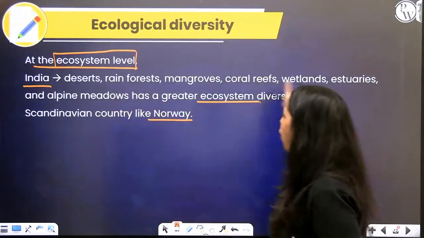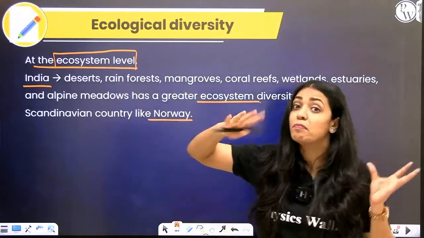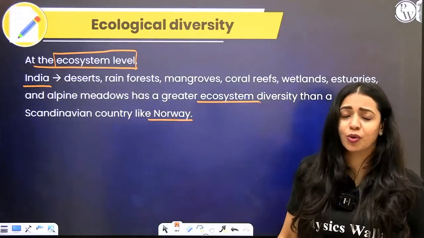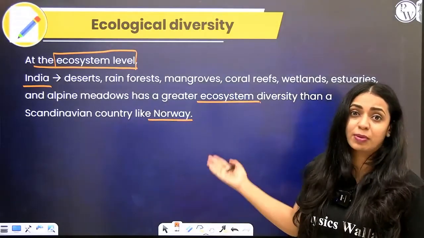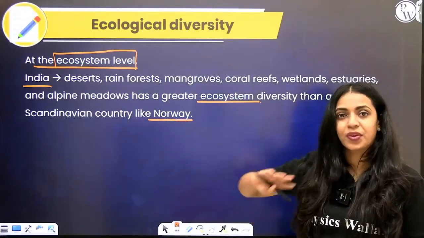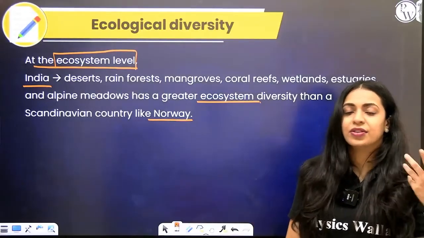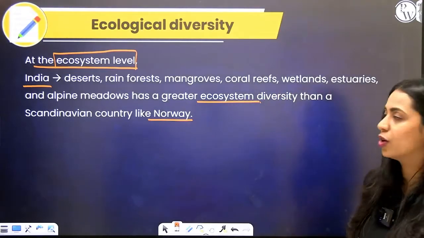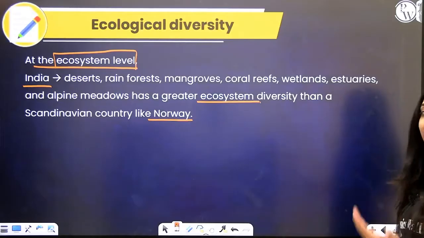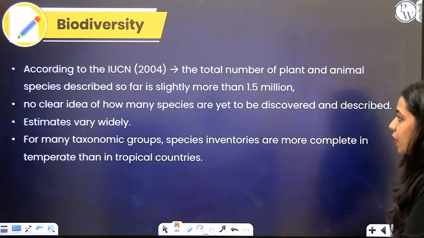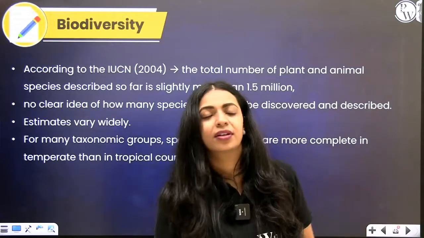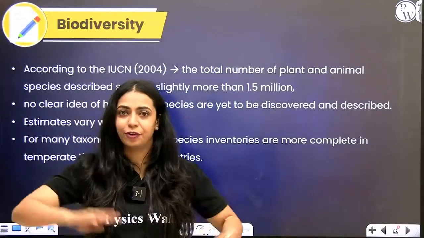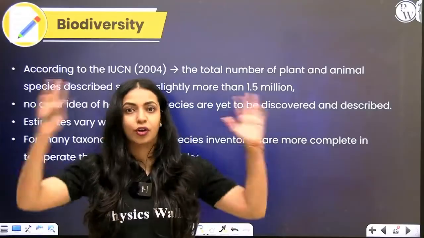In India, you find all of these different kinds of ecosystems which you may not find in Norway. Definitely the number of types of ecosystems here will be much lower because this is a temperate country. All right. So that is ecosystem diversity for you. You can also call it ecological diversity. Those are the three different types of diversity. Now, let's talk about how many different species are present in different parts of the world across the globe.